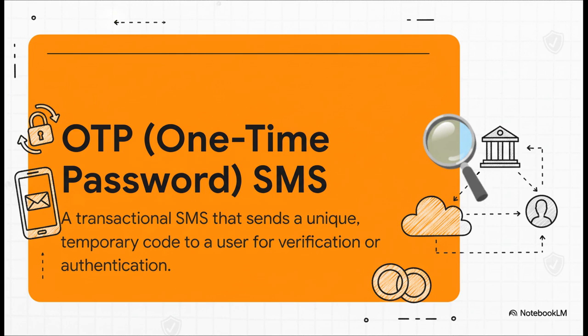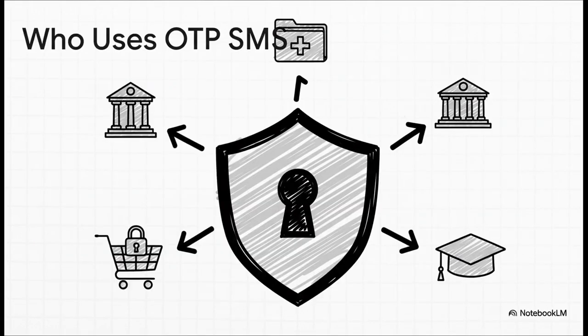It's that little string of numbers you get texted when you're logging into your bank or signing up for a new app. It's a form of two-factor authentication, and it's a simple way of proving that the person logging in is actually you, because they have your phone. And as you can probably guess, this is non-negotiable for any industry that deals with sensitive info. Banks use it to sign off on payments. E-commerce sites use it to stop hackers from taking over your account. Healthcare portals use it to guard your private medical records. It's a simple but really powerful security tool.